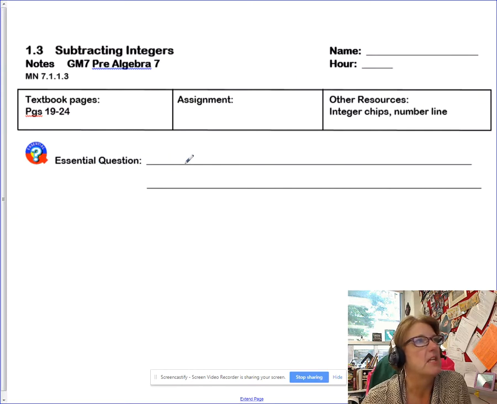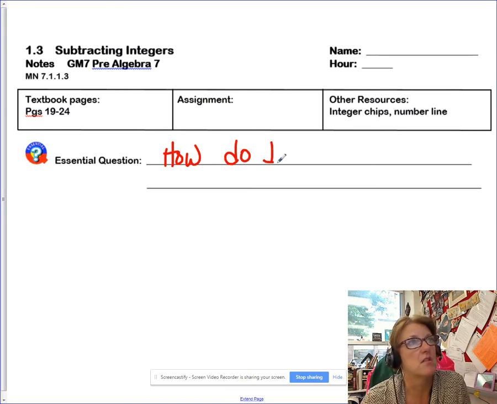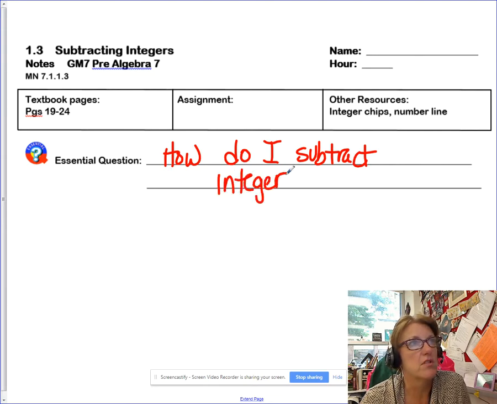All right. Today's essential question has to do with subtraction. And it makes sense because we've spent the last 2 sections talking about addition. So now we're going to talk about its inverse operation with regard to integers. So your essential question should be, how do I subtract integers?